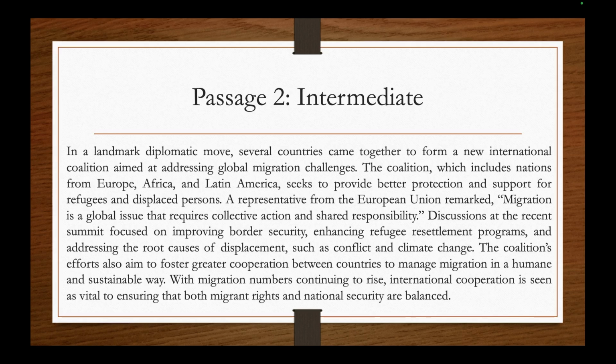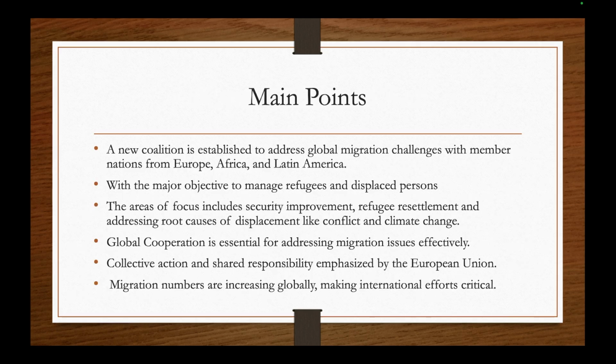Discussions at the recent summit focused on improving border security, enhancing refugee settlement programs, and addressing the root causes of displacement, such as conflict and climate change. The coalition's efforts also aim to foster greater cooperation between countries to manage migration in a humane and sustainable way. With migration numbers continuing to rise, international cooperation is seen as vital to ensuring that both migrant rights and national security are balanced.